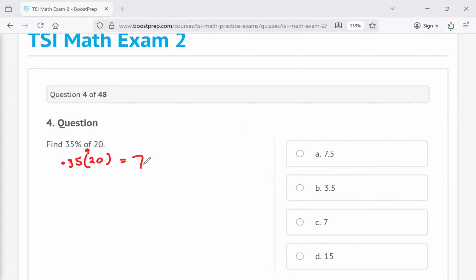Give me 1 second. Okay. Yeah, okay, that's much better. Okay, so that is letter C.